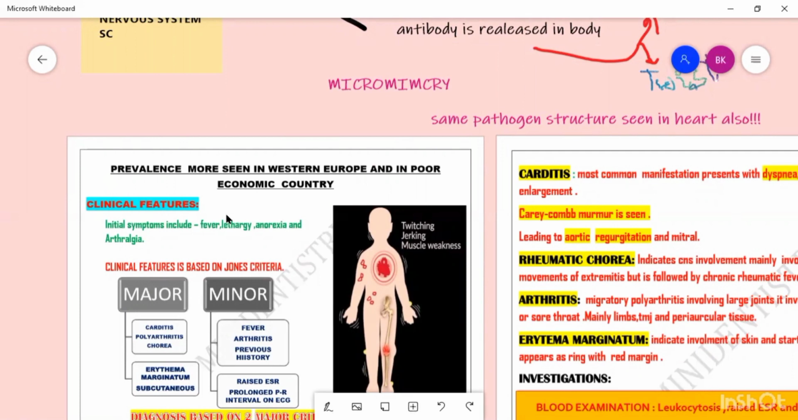Clinical features. What happens? Initial symptoms. In any streptococcal infection, any bacterial infection, you see fever, lethargy, anorexia and arthralgia. It's a very common thing you see in every bacterial infection, but the most important factor in the clinical features is based on the Jones criteria. Okay, there is the Jones criteria which is very helpful in diagnosing acute rheumatic fever.